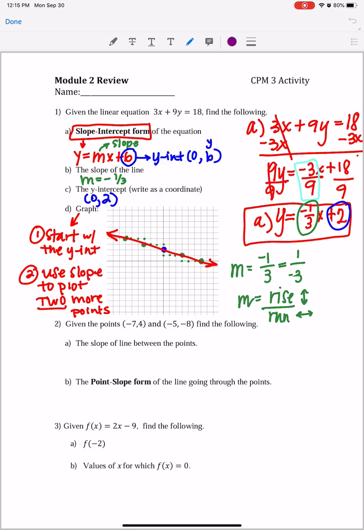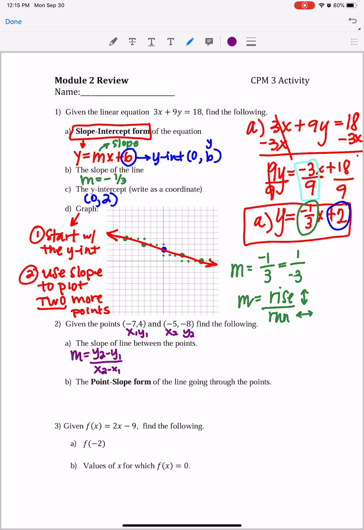Number 2, given the points, find the following. So we need to find the slope between the 2 lines for A. Your slope formula is y2 minus y1 all over x2 minus x1. That's again another formula you have to memorize. So label your points. This is x1, y1, x2, y2. Doesn't matter how you label them, as long as your 1s are together and your 2s are together, and so is x, then y.